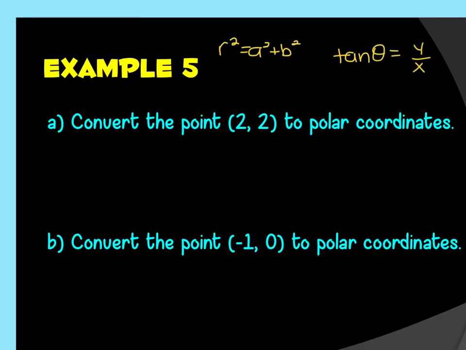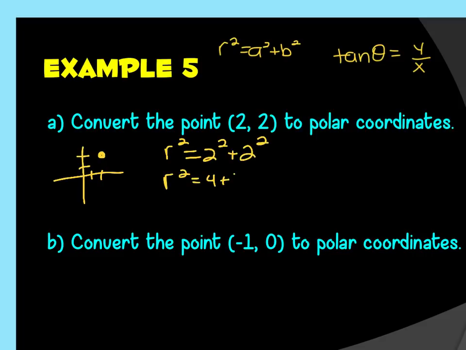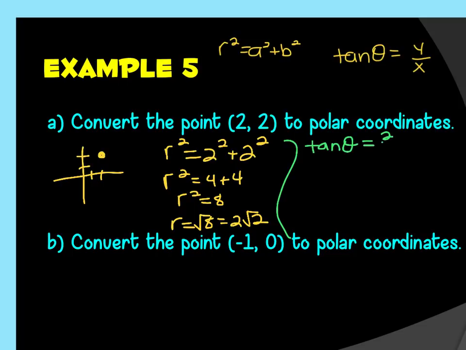So again, give yourself a little approximate. Convert 2, up 2. There's my point. What angle do you think it's going to be at if it's directly in between the x and the y? 45. 45 degrees or pi over 4. So let's see if we're right. So first thing I'm going to do is the radius, which would be r squared equals 2 squared plus 2 squared, 4 plus 4. R equals the square root of 8, or 2 root 2. And tangent of theta equals y over x, which is 2 over 2.